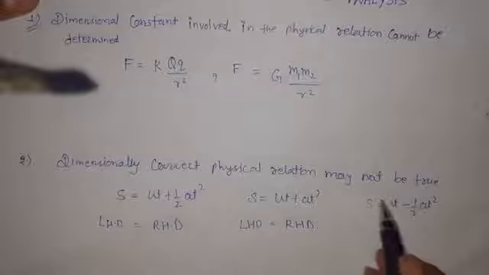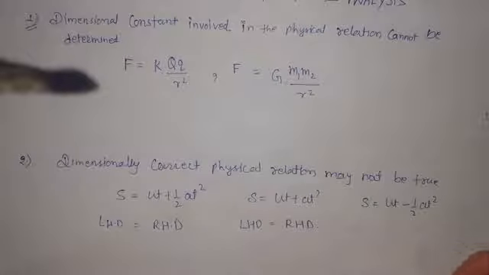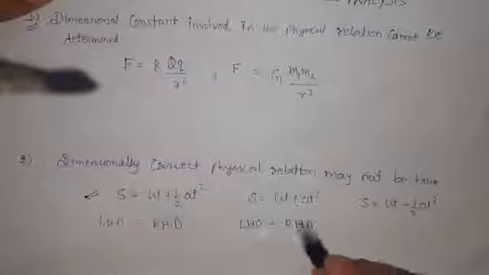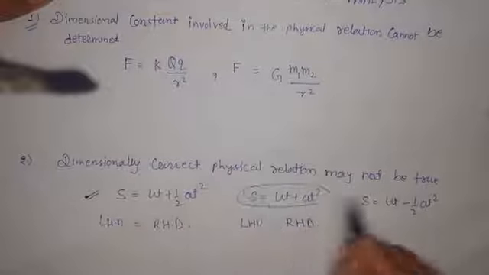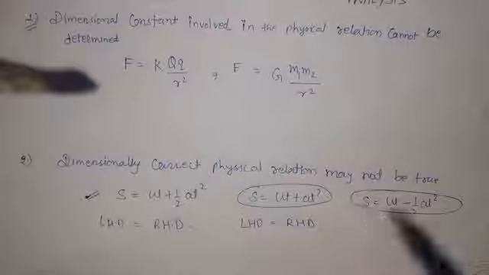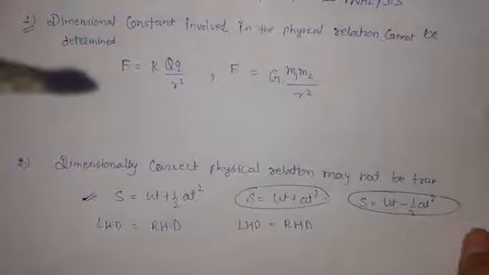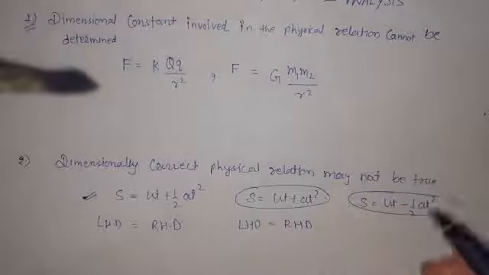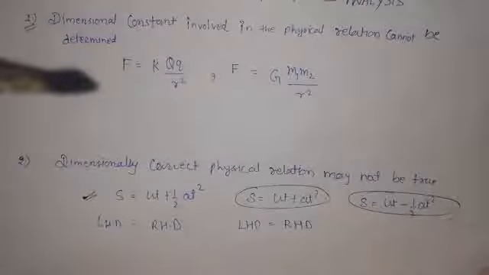So those physical relations which are dimensionally correct are not necessarily true. Here only the first is the true case, but the others are not true cases; they are not any physical relation. Therefore, the problem with dimensional analysis is that we cannot be sure whether the given relation is true or not.